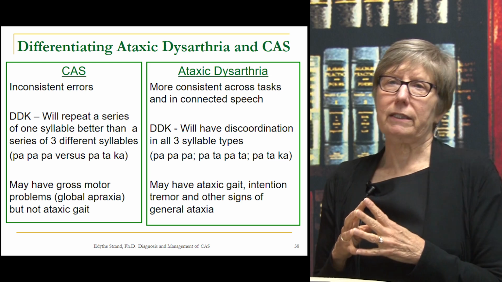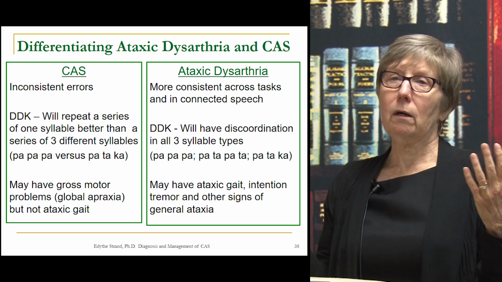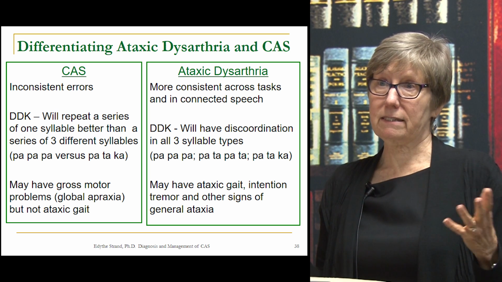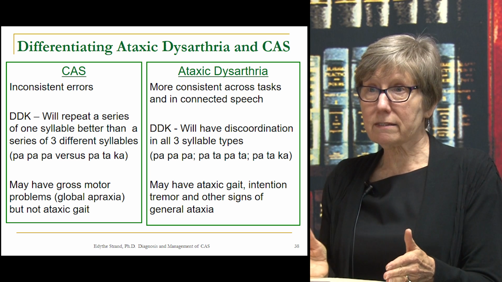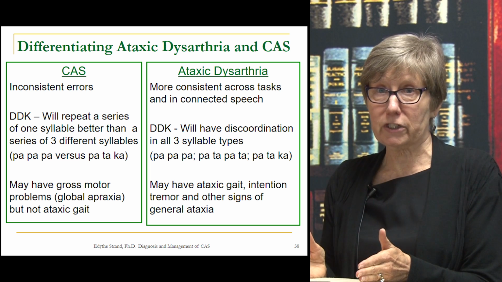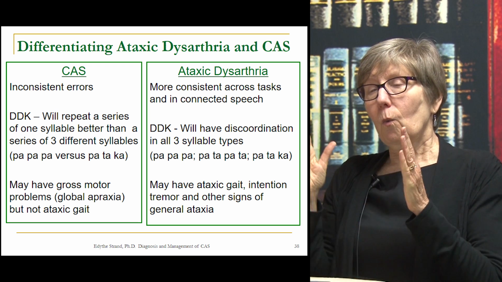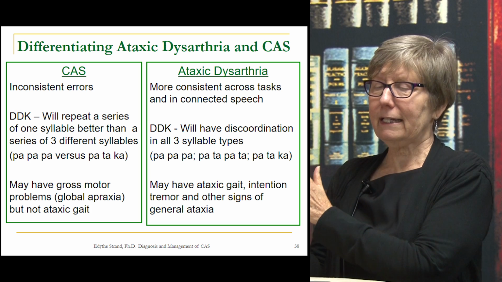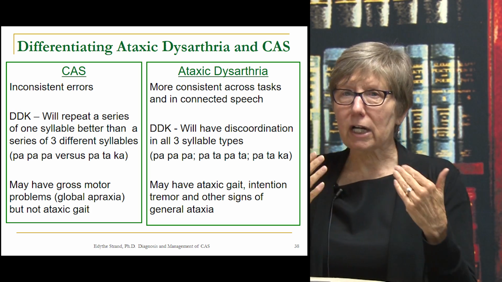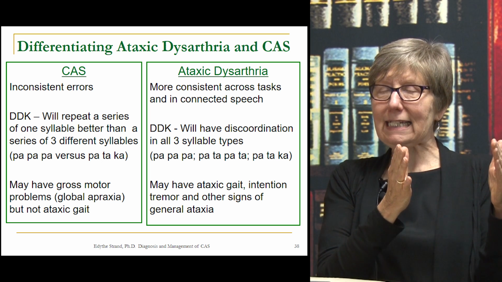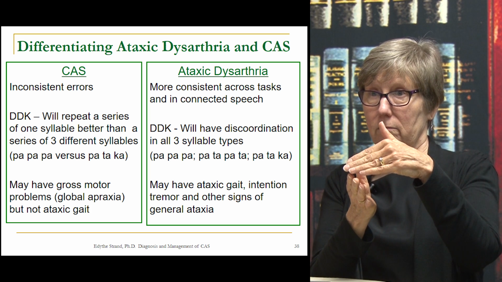Here are a few other ways where we can differentiate ataxic dysarthria from childhood apraxia. Well, inconsistency is seen in both. In CAS, though, these inconsistent errors are across movement types, across syllable shapes, across particular vowel content, whereas the inconsistency in ataxic dysarthria is more consistent across tasks. So in childhood apraxia, they may have less inconsistency if they are doing very simple programming requirements.